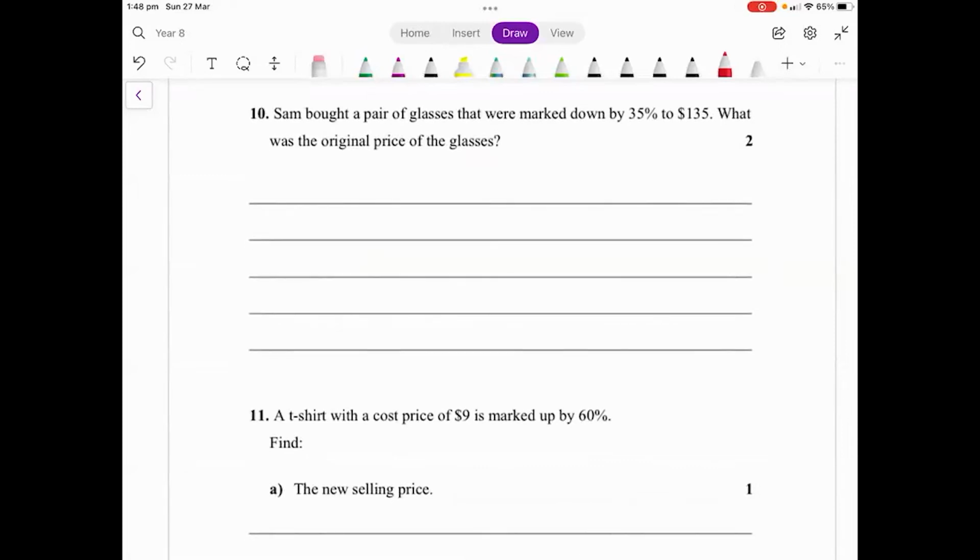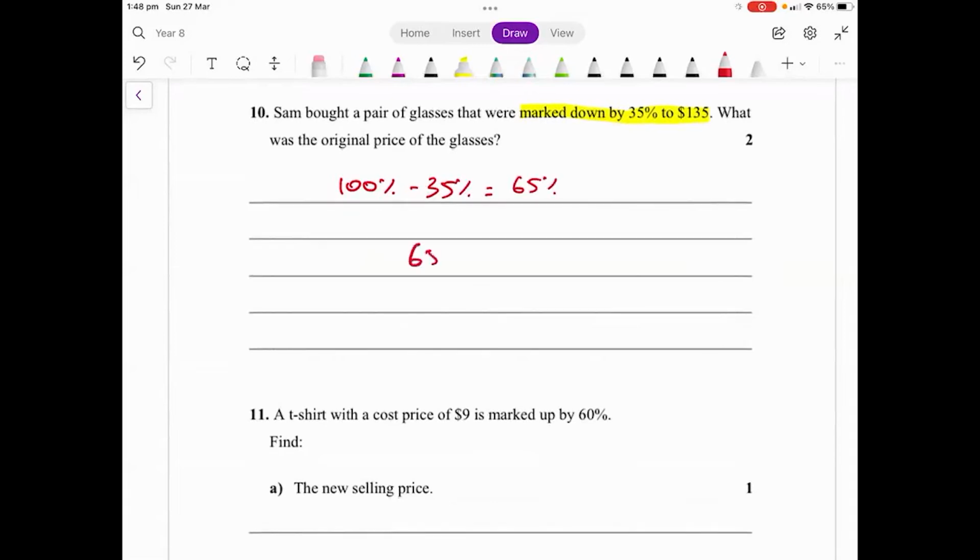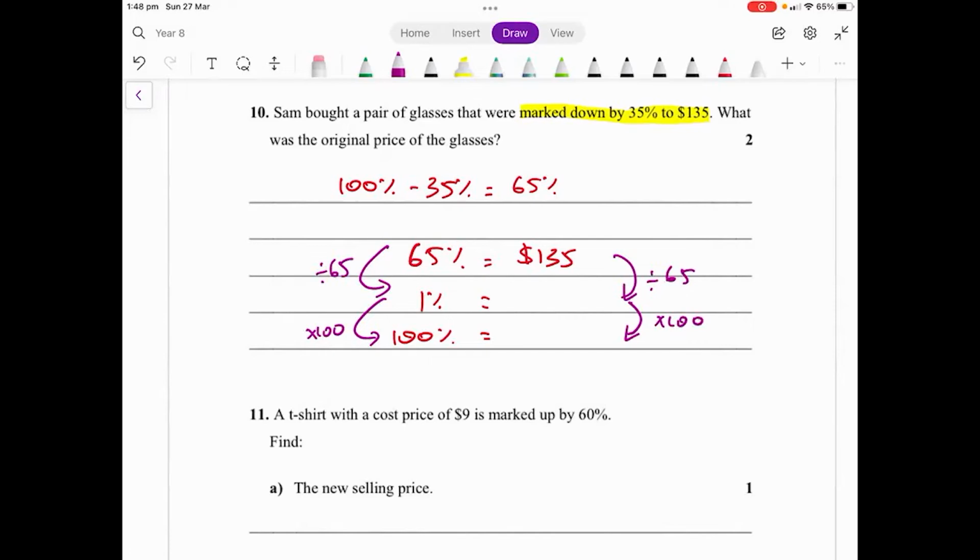Question 10 says a pair of glasses were marked down by 35% to $135. So firstly, we need to work out what percentage is left. So you start with 100. If you've taken away 35%, that's 65% is left. That means 65% is equal to $135. So we write that. Then the question says, what was the original price? That means that we need to find 100%. So we use unitary method to find 1%. We divide by 65. Then we multiply by 100 to get 100%, which is $207.69.